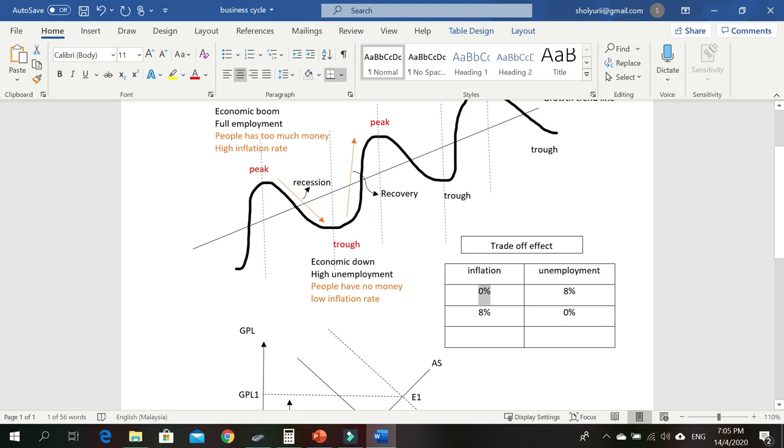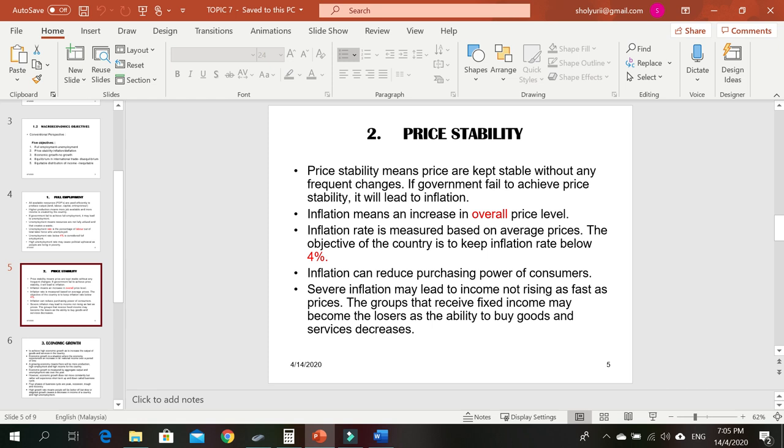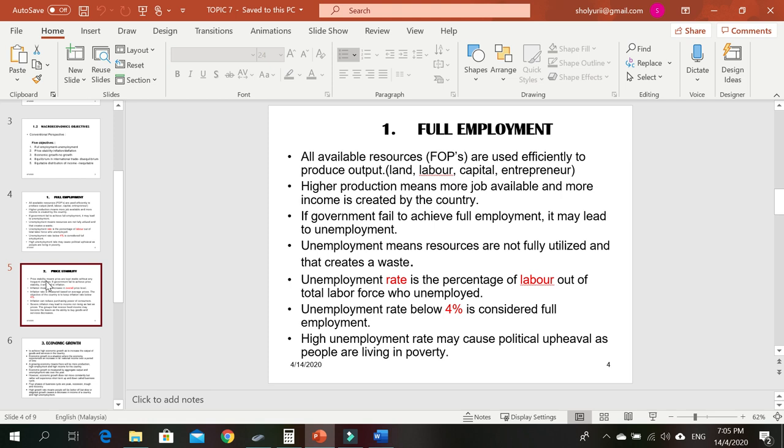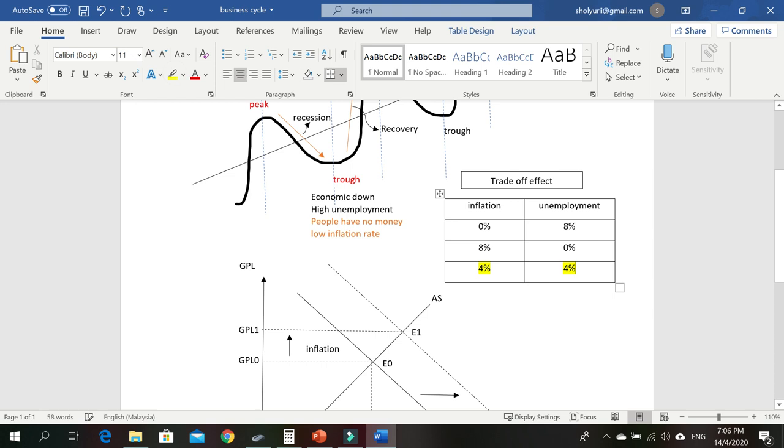So the best for a country is to make it balance. 4% inflation and 4% unemployment. Nah, sebab itulah kalau kita tengok in the slide, dia beritahu unemployment rate below 4% is considered full employment. Price stability, inflation is measured based on the objective of the country is to keep inflation rate below 4%. Nampak tak? Kenapa dia 4% untuk unemployment? Sorry, full employment and 4% for price stability. It's because both are the trade-off effect. The best is here. Which way it's balanced between inflation and unemployment.